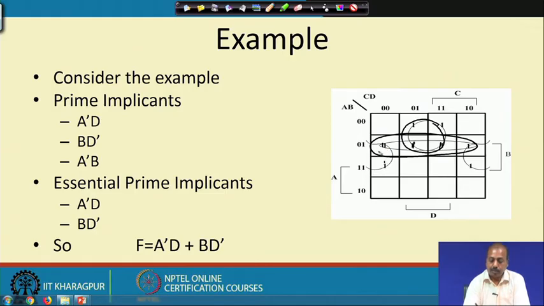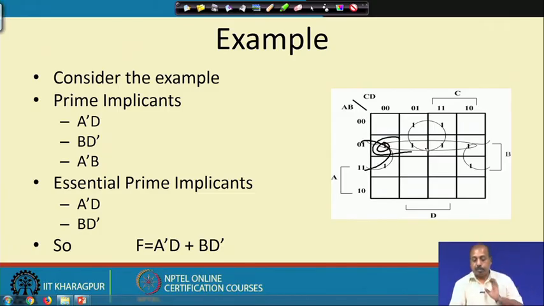Similarly, this one has been covered by this as well as by this. So, it may be possible that we can get rid of some of these groupings and still get the minimized form. That is what is told here: these are all prime implicants, A bar D, B D bar and A bar B, because they contain ones in them, but they are not all essential because you can get rid of some of them.